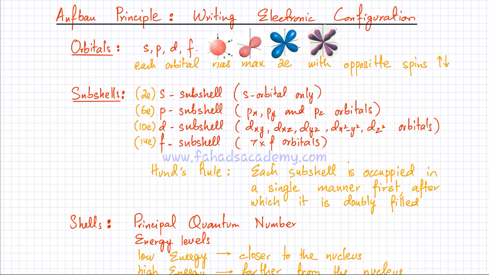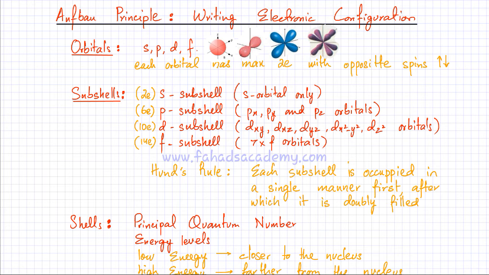The next thing that we discussed was subshells. Now, subshells were basically a bunch of orbitals grouped together. So you had an s subshell. An s subshell consisted of only one s orbital. So an s subshell can accommodate a maximum of 2 electrons because it only had one orbital.